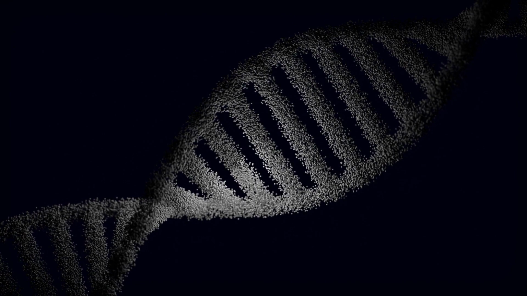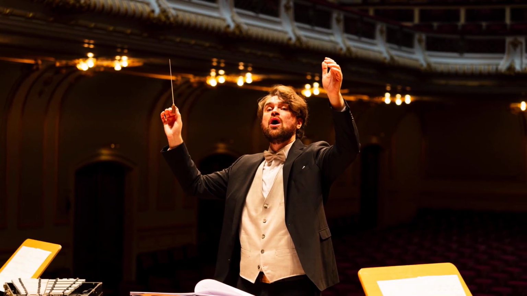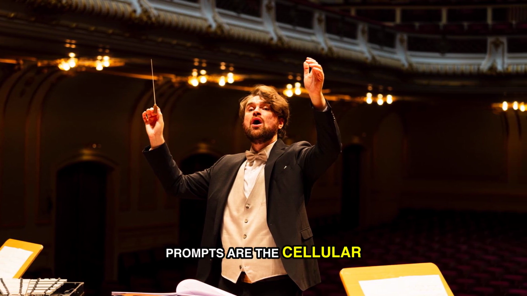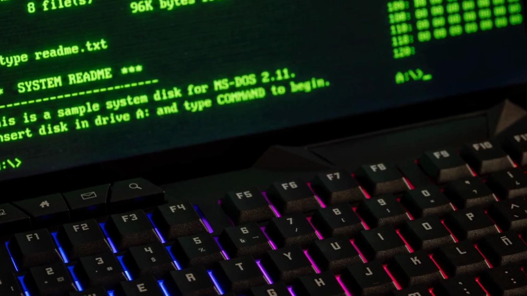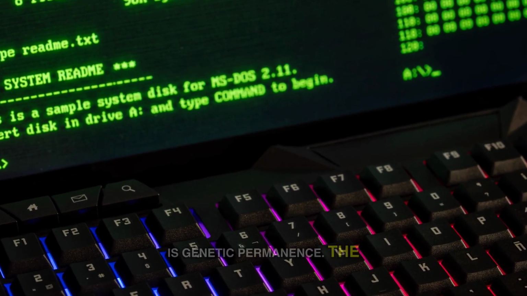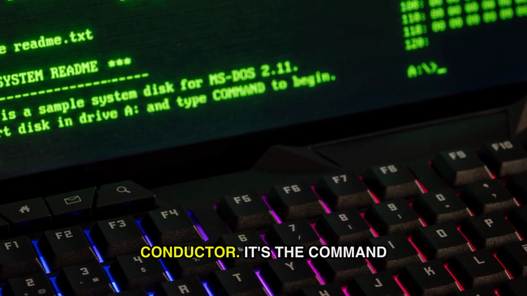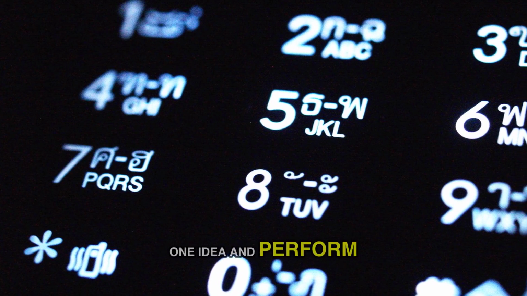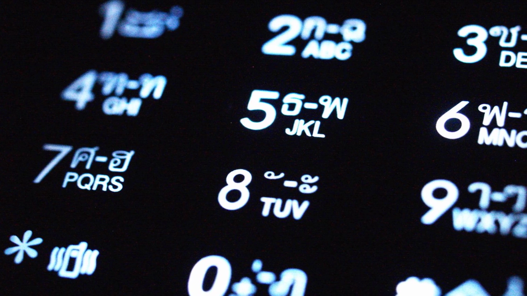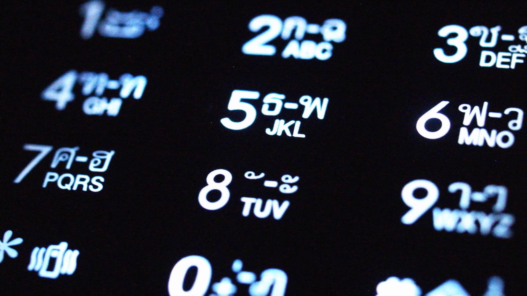Think of the core asset as the DNA. The prompts are the cellular functions, short form is high metabolism, threads are focused bursts, website copy is genetic permanence. The meta prompt is the conductor. It's the command that says, take this one idea, and perform these 3 functions simultaneously. Let's see it in action.